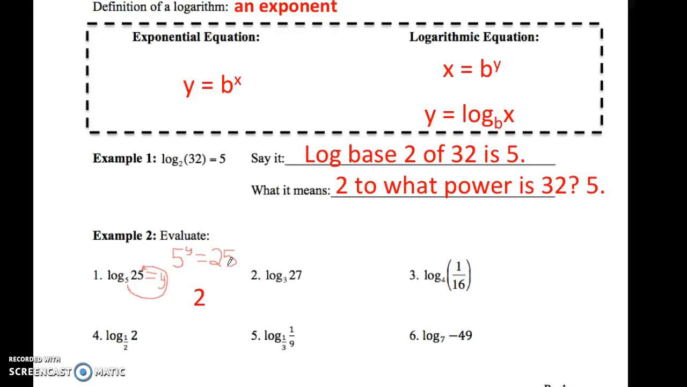Number 2, log base 3 of 27. So we set that equal to y. Rewrite as an exponential. I call this the log loop. So we start at the 3. 3 to the y equals 27. Write as an exponential equation. And we think 3 to what power is 27? Well, the answer is 3.